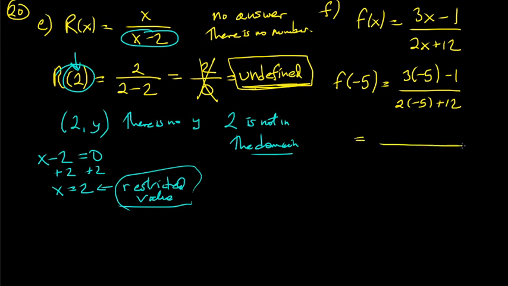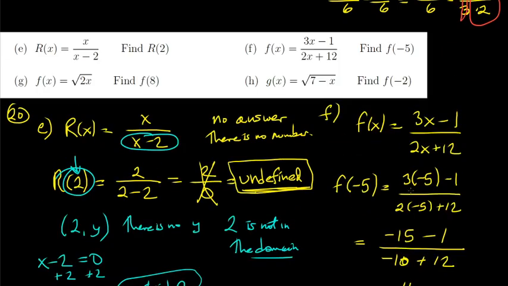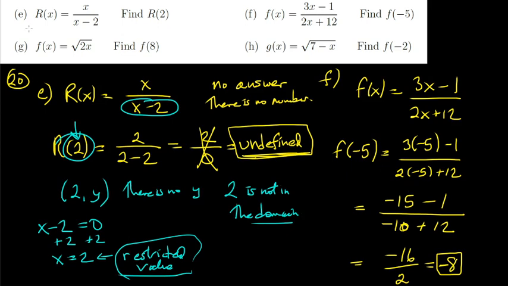And just do the arithmetic here. 3 times negative 5 is negative 15 minus 1. 2 times negative 5 is negative 10 plus 12. Okay, so the numerator is negative 16. The denominator is 2. 12 minus 10 is 2. And negative 16 divided by 2 is 8. Oh, sorry, negative 8. So that's the answer for part F. Yep, this is just negative 8.